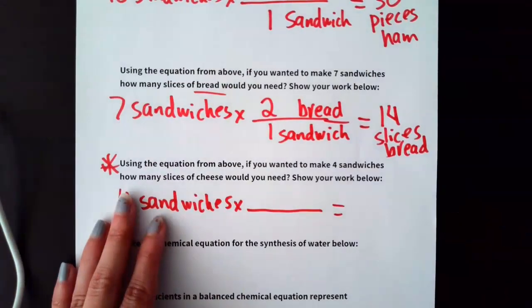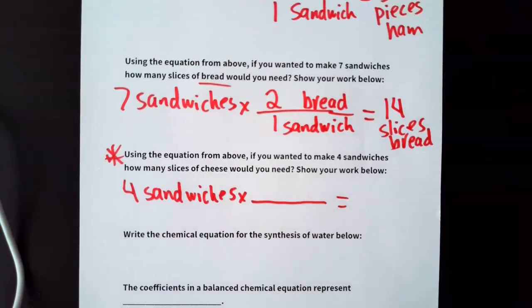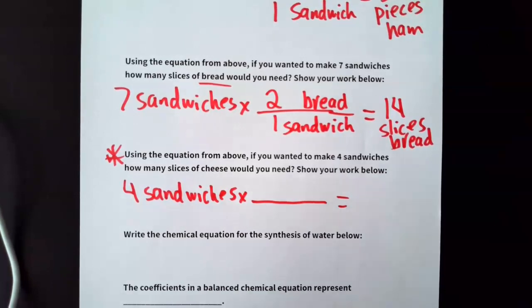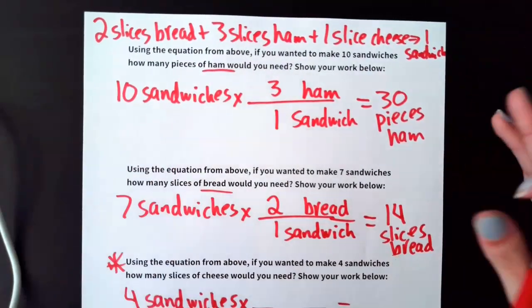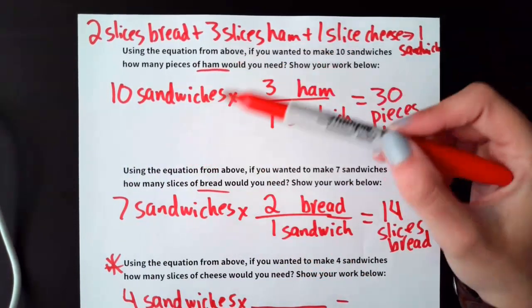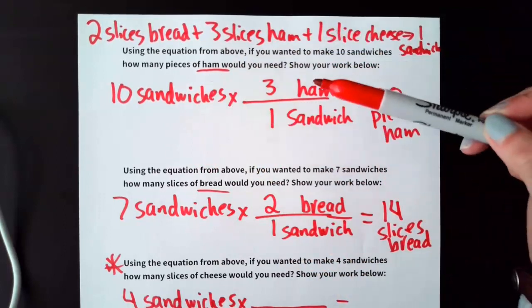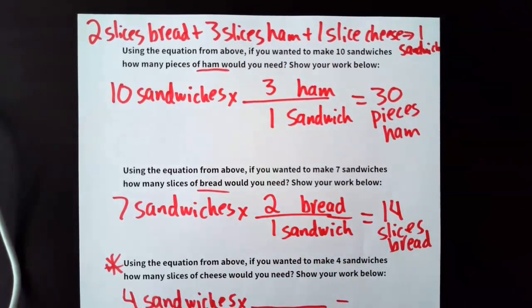And then you have, if you wanted to make 4 sandwiches, how many slices of cheese would you need? Those are what you are responsible for. Okay? Now, that's if we have bread, right? And some of this is kind of common sense. For example here, if I want to make 10 sandwiches, each one takes 3 pieces of ham, then yeah, I'm going to need 3 slices of ham, okay?